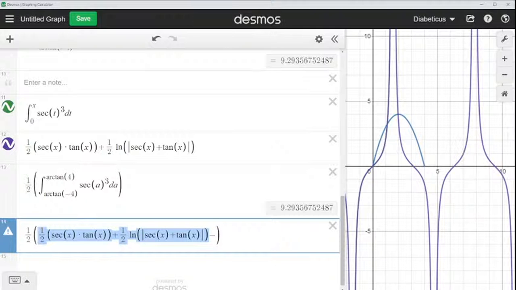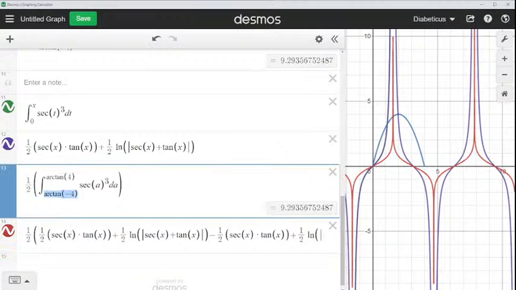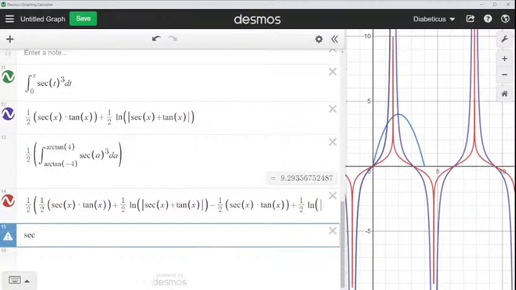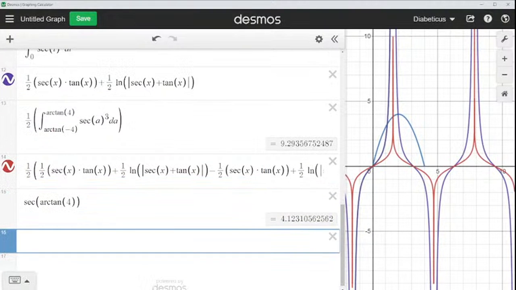My mind is still wrapping around the next step, which to me is close to obvious, but my mind just can't connect the obvious things together. The obvious thing I mentioned is just replace these with arctans, right? With these bounds. Actually, hold on. What's the secant of arctan of 4? What the heck is that? It's this business.